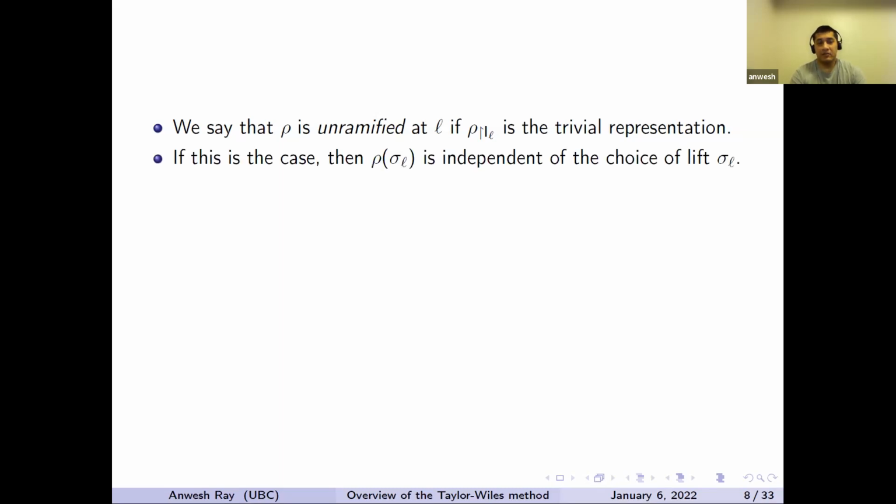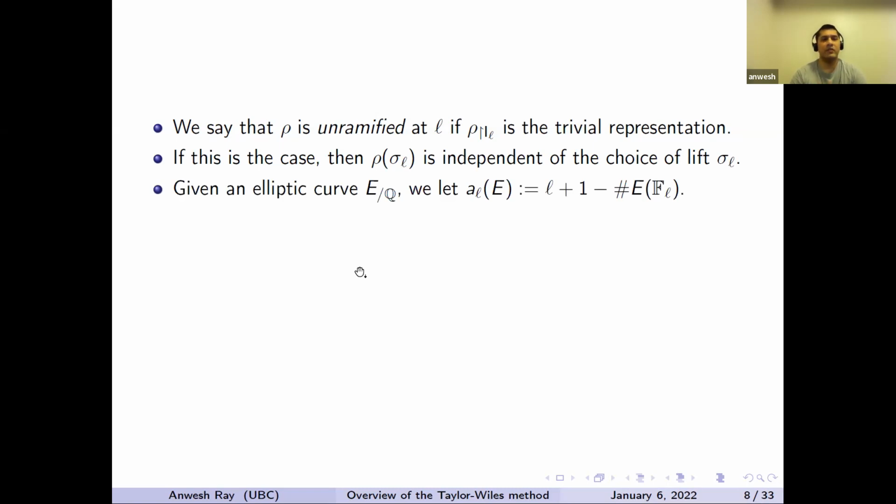And if rho is unramified at L, then rho applied to the Frobenius is independent of the choice of lift. So we can actually get a matrix rho of sigma L, which is independent of the lift because rho is unramified. So I just want to say a few words about how the Galois representation recovers properties of the elliptic curve.